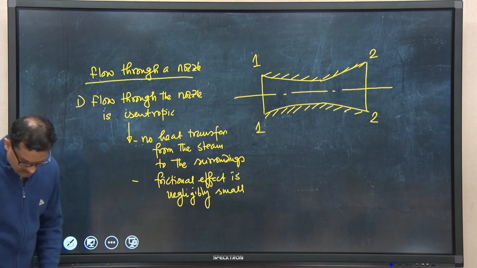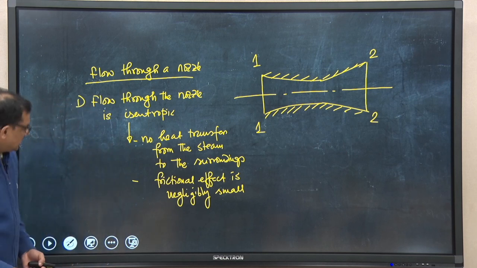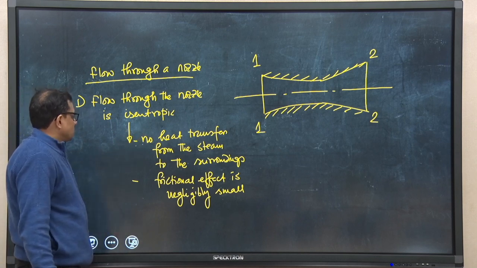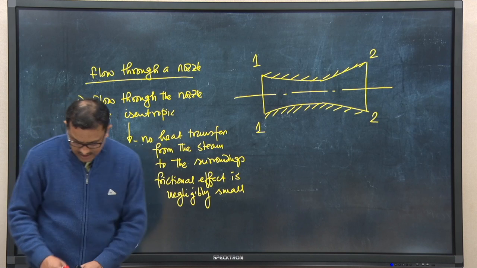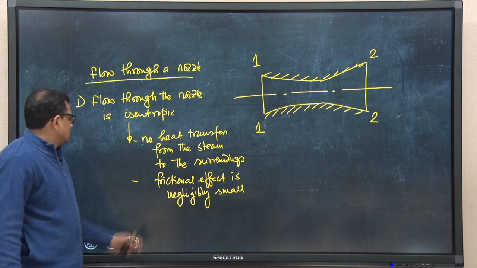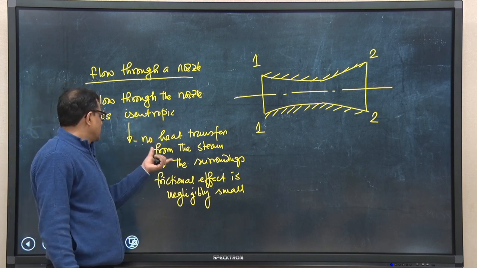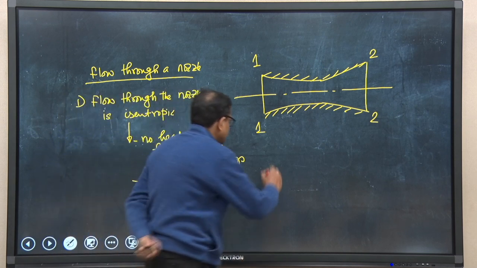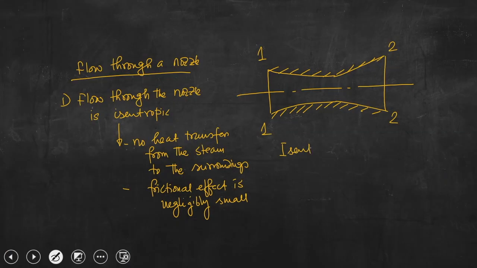Number 2 is an isentropic process. You know, that is very important. Now, isentropic process, so basically flow through the nozzle is isentropic, and we have assumed that there is no friction. Isentropic process: for the steam, we are assuming that the flow is of a compressible fluid.